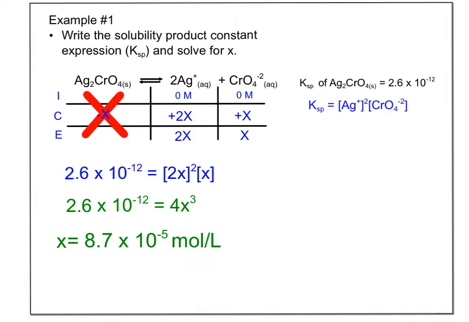Now we can do some math. So this is what we had before. I plug in, I solve. So (2x) squared times x is 4x cubed, divide by 4, cube root both sides, and we get x. Notice x has a unit here, mole per liter, or capital M for molarity.